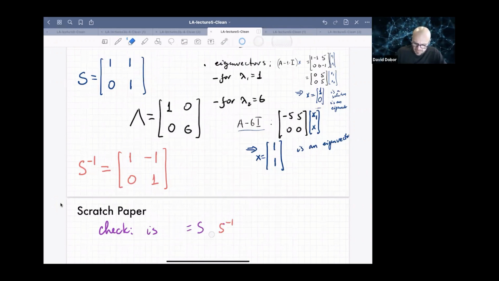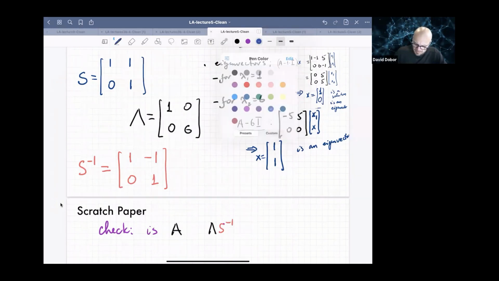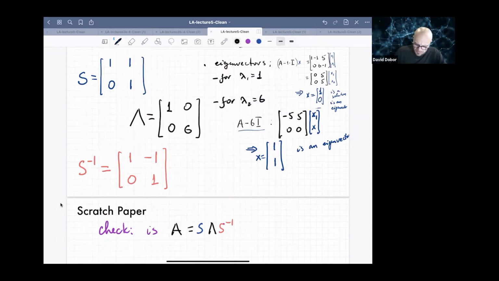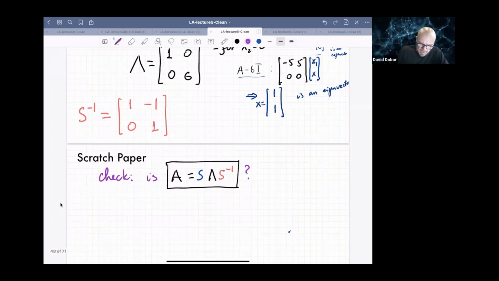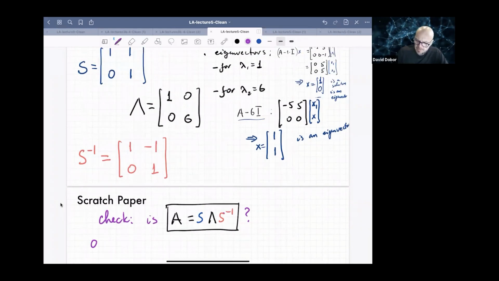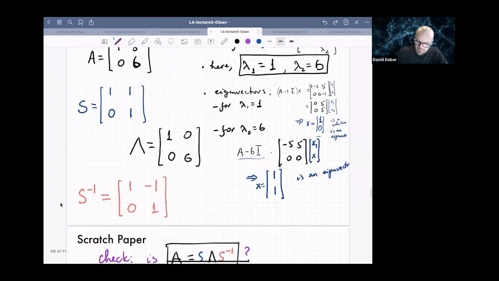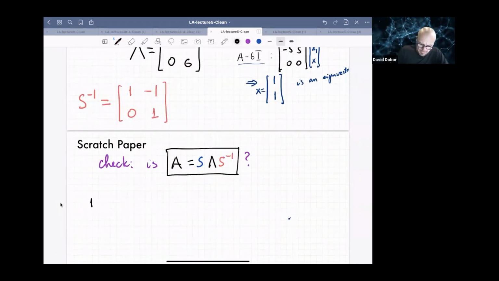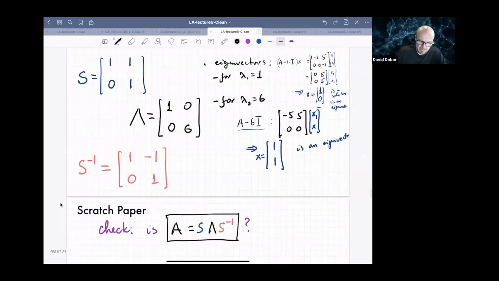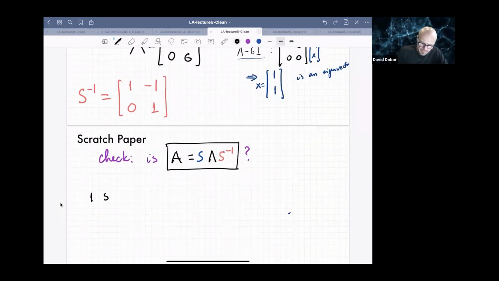So here's A, here's lambda, and here's my S inverse. That was blue. Is it true? So let's check. My A was 1, 5, 0, 6. Does this decomposition work? Well, after what we've argued, it better work.